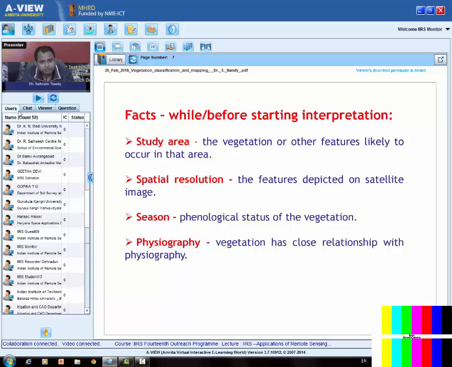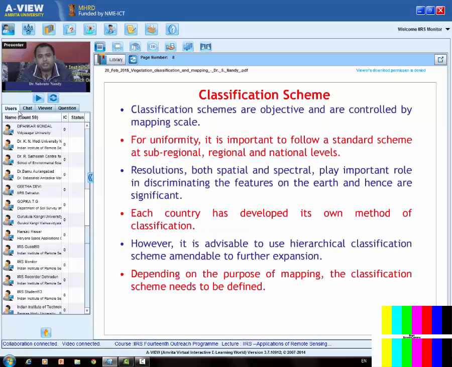So before or while interpreting satellite imagery, you should know about these four things: study area, spatial resolution, season, and physiography. This will help you interpret an image in a better way. Then, when you do interpretation, you should have your own classification scheme. This classification scheme is again objective driven, and controlled by the mapping scheme.